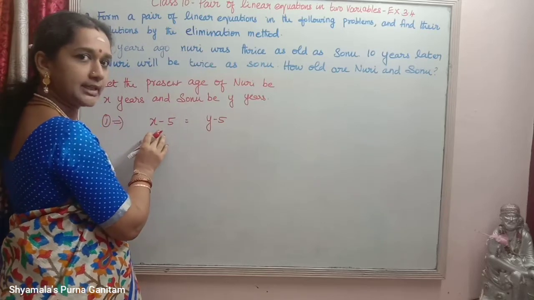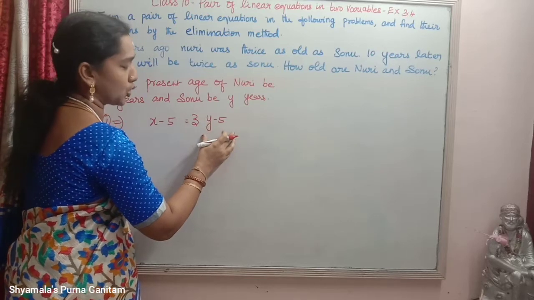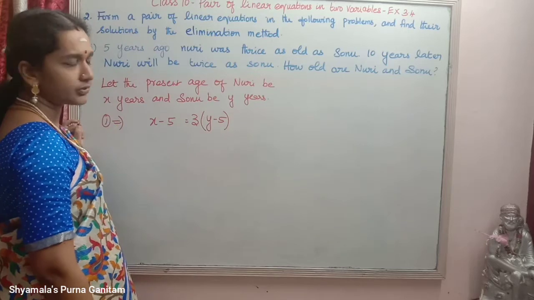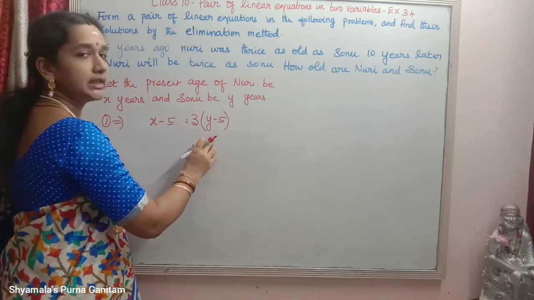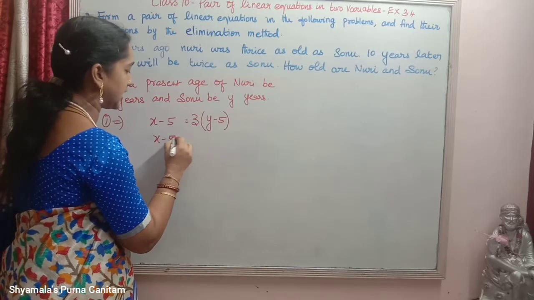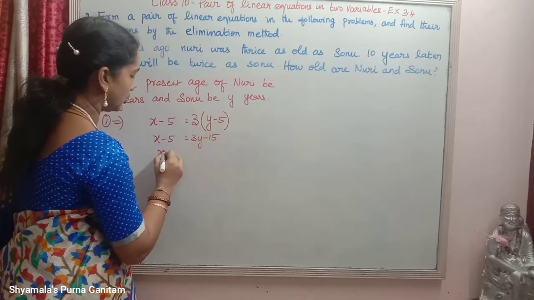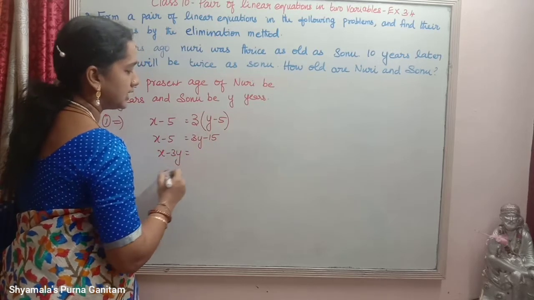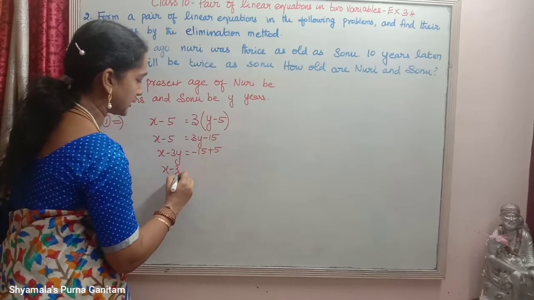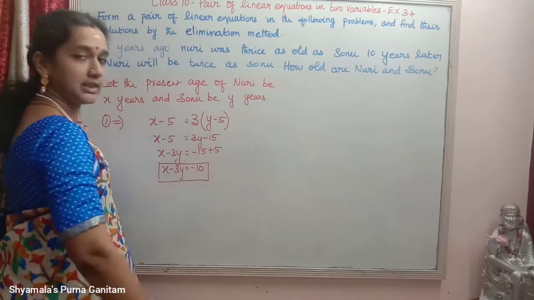Nuri was, so Nuri is x minus 5 years, was thrice as old as Sonu. Sonu is y minus 5. So 3 times Sonu. If we simplify this, x minus 5 is equal to 3y minus 15. So x minus 3y is equal to minus 15 plus 5. So x minus 3y is equal to minus 10. So this is the first equation.